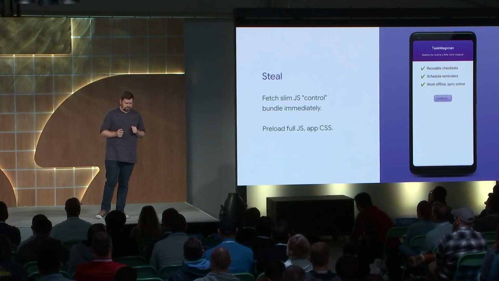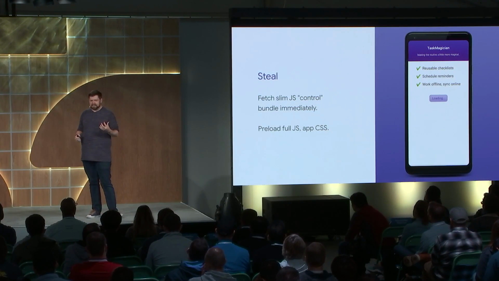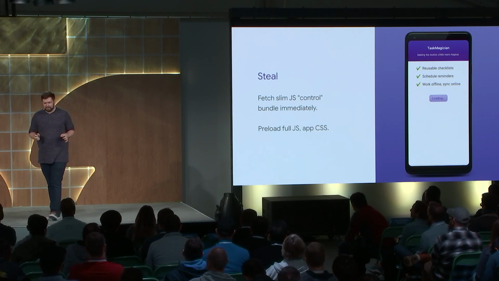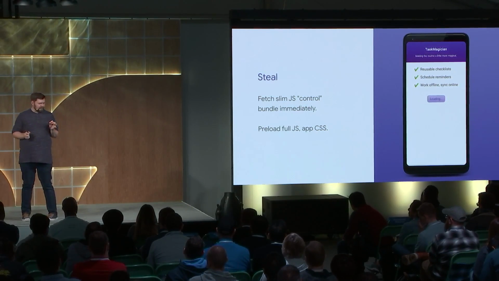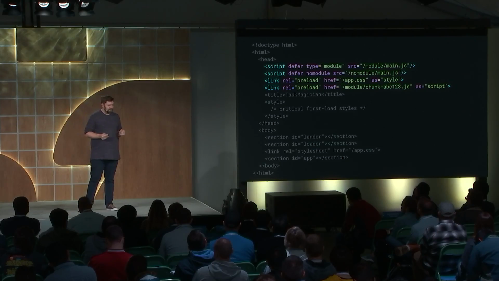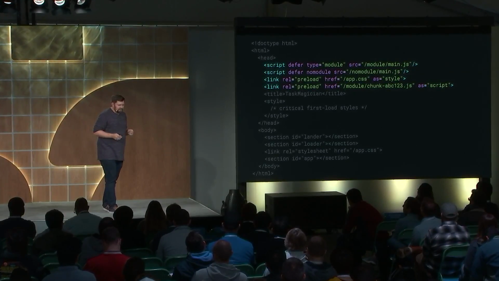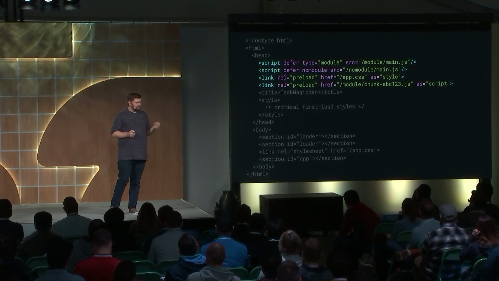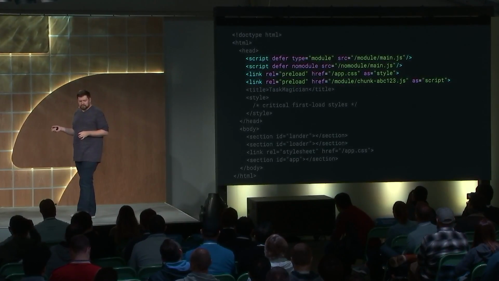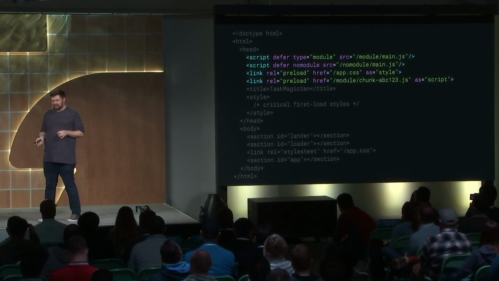Next, we perform a steal. We fetch a slim JavaScript control bundle immediately when the page loads, and we preload our full application JavaScript and CSS. So how does this work? Well, here in my head, you can see that I have essentially 4 things that I'm preloading. First, I have a script type module that points to module/main.js. Next, I have a script nomodule pointing to nomodule/main.js.